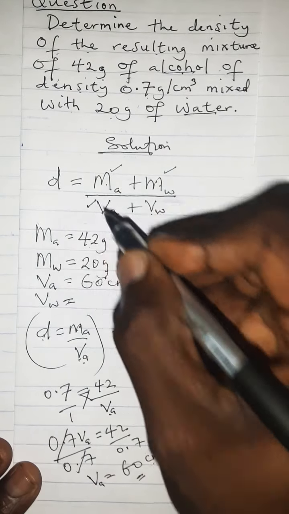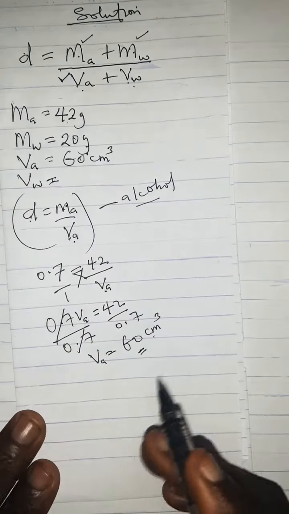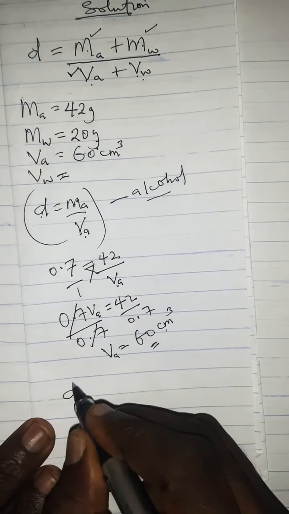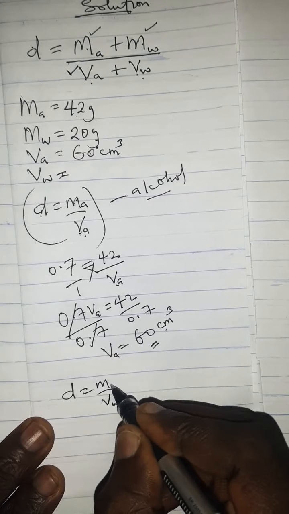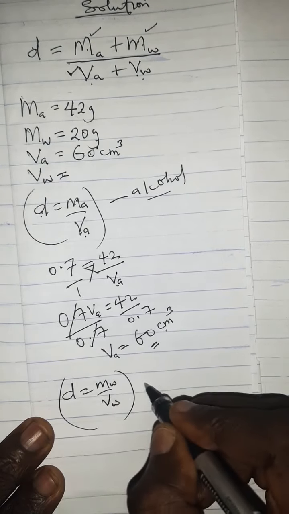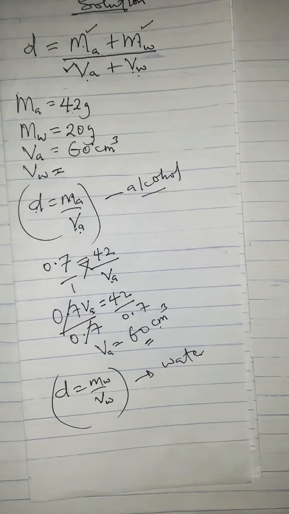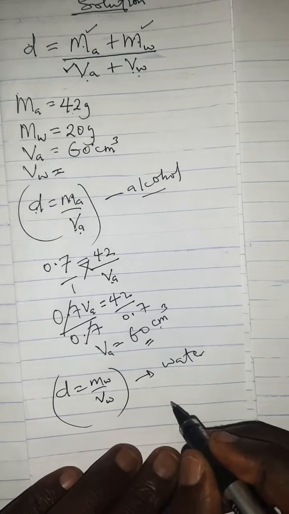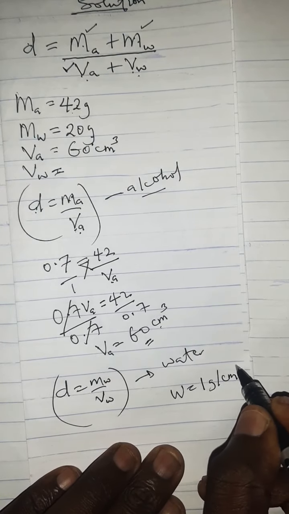So checkmate, I've gotten this one. So it's remaining this one. So I'm still going to do the same thing. I'll still use density equals mass over volume, but this time it is of water. And generally speaking, the density of water is always 1 gram per centimeter cube. Have that at the back of your mind.